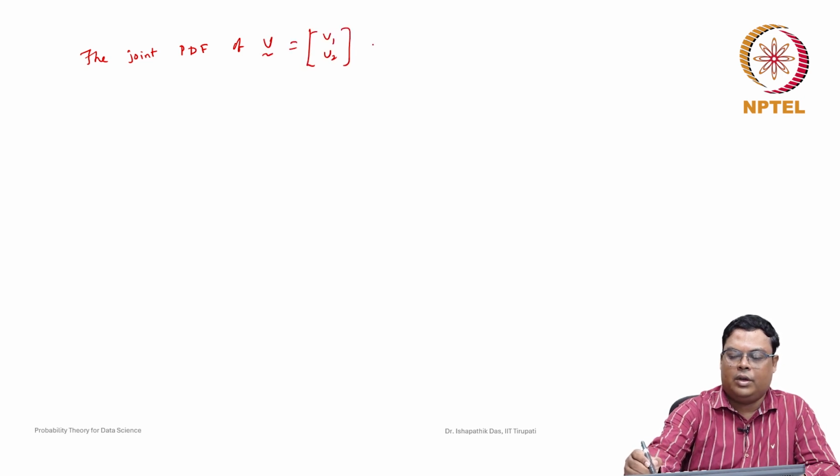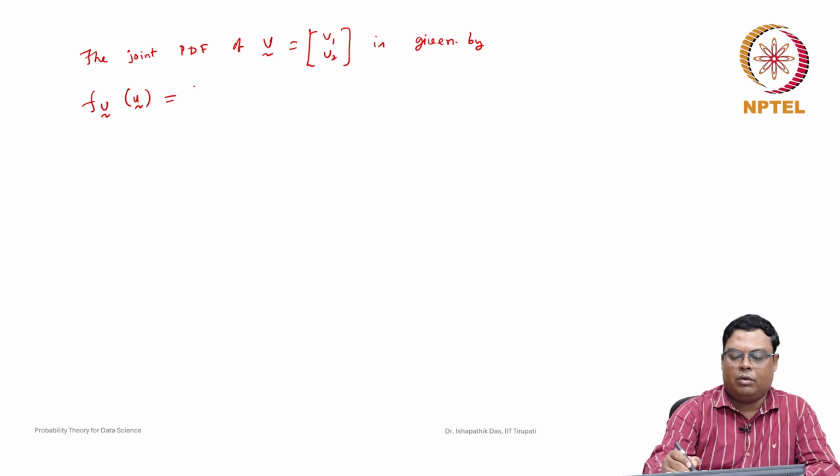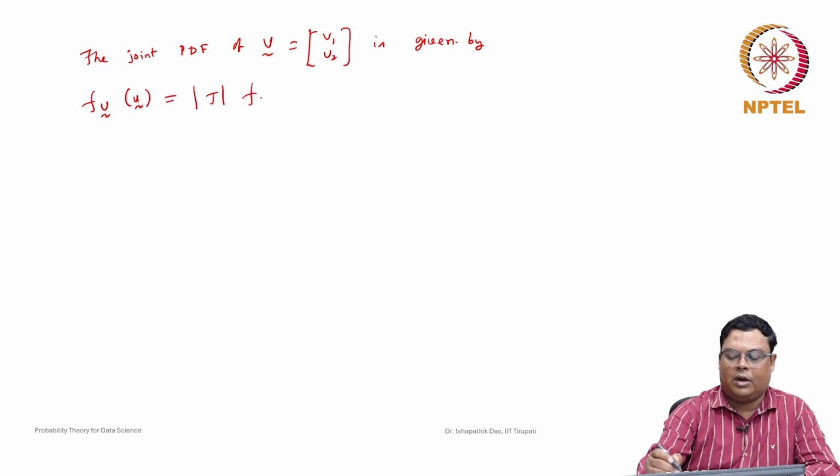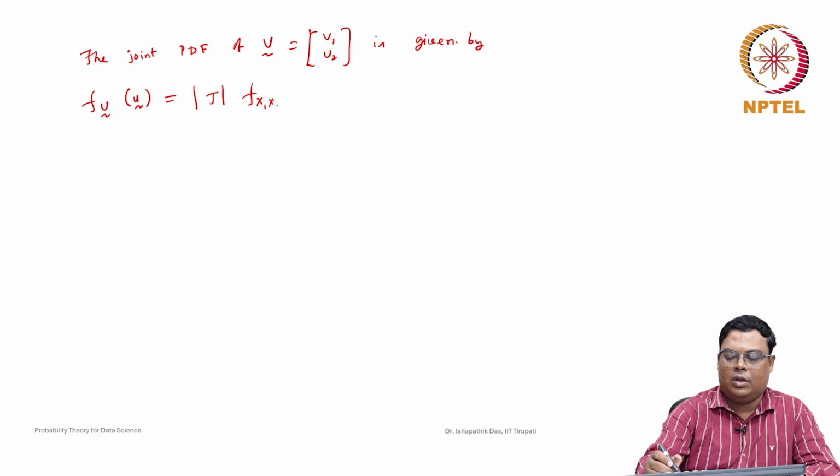So the joint probability density function of y, here this vector is u, so this is u1 u2, is given by f of u equal to the absolute value of the Jacobian times f of x, or we can write x1 x2, or for simplified notation f of x, evaluated at the inverse of this y.